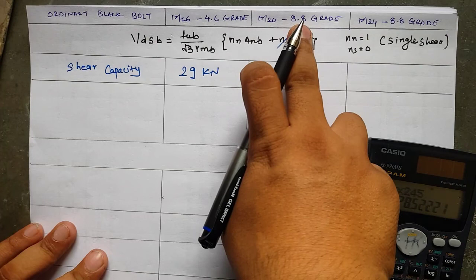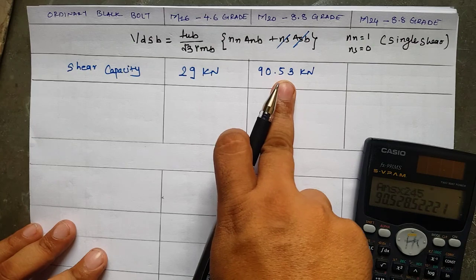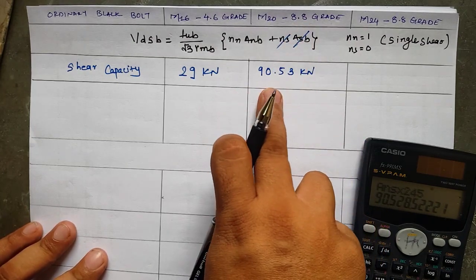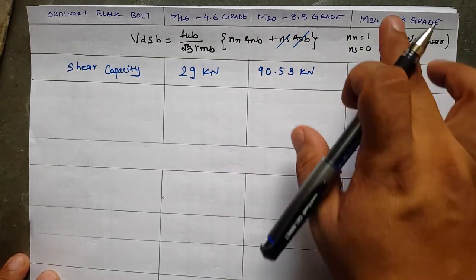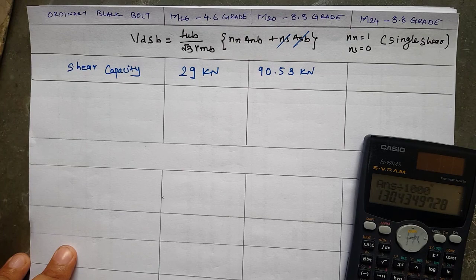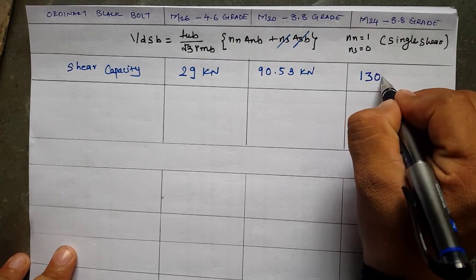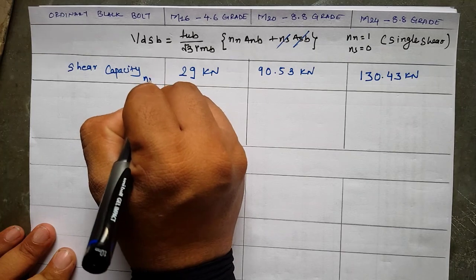See, for 4.6 grade bolt we got the value 45.3 in example number 1, while for 8.8 grade it is 90.53. It means that if the grade is increased, then the bolt value is also increased. And for M24 bolt, again 800 Newton per mm² as FUB, so 800 by root 3 gamma mb into our area 353, so the answer is almost 130.43 kilonewton. Each and every shear capacity here is for single shear, meaning Nn equal to 1.